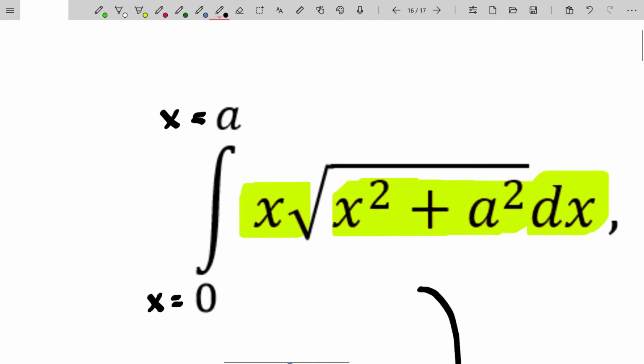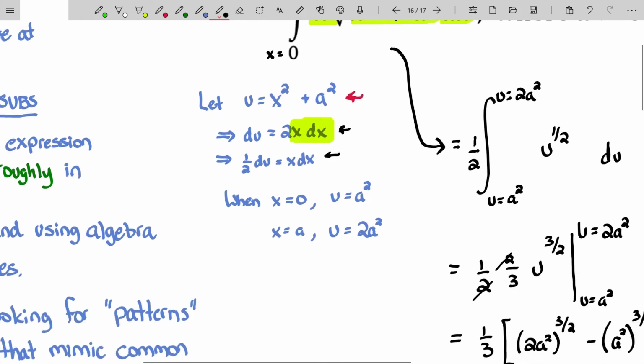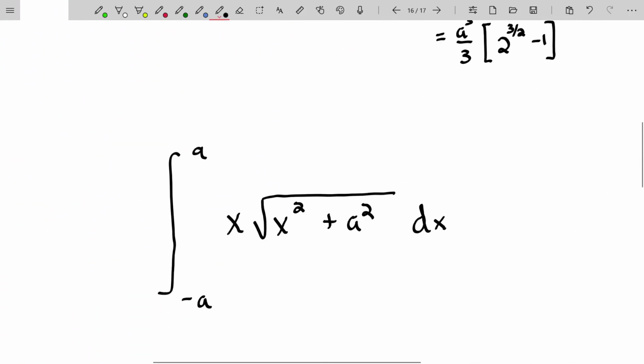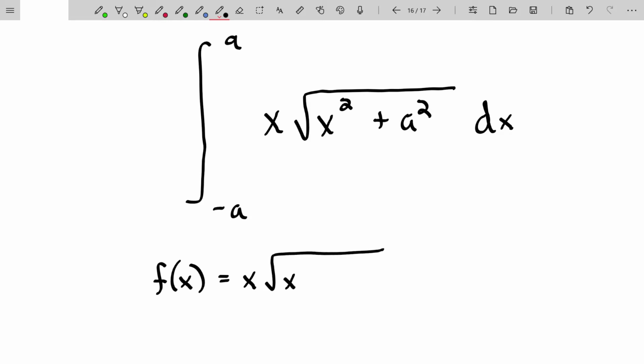You should ask yourself, is that function odd or even? The reason why is because you don't have to speed through and do all the computations. If I go from negative a to a, let's let f of x equal x times the square root of x squared plus a squared.